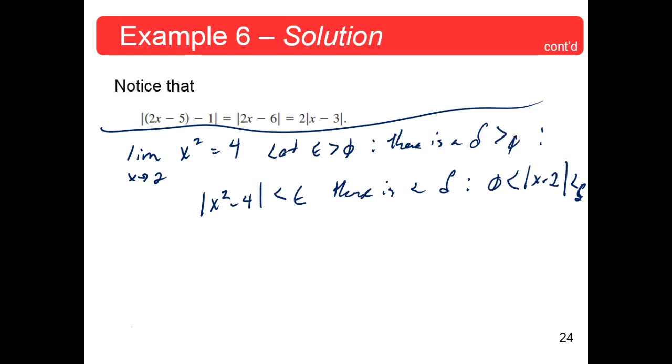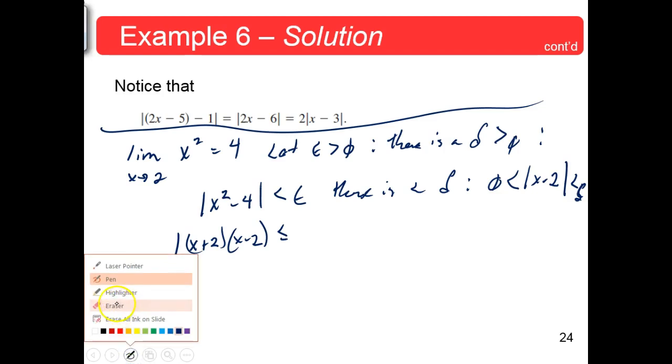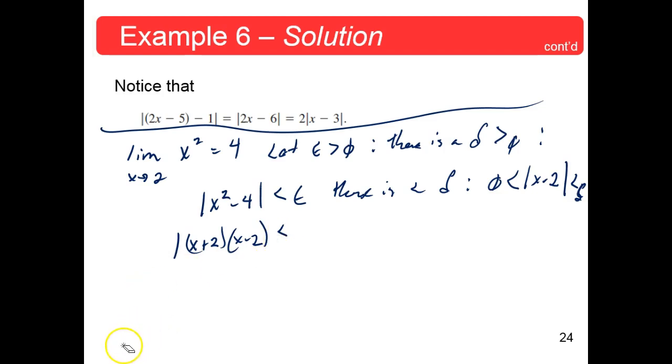Here we hit a problem. What do you reckon we're going to do? What would be a good first step here? Factor. All right, he's got it. That would be x plus 2 times x minus 2, which is less than, I always want to put equals there, it doesn't need an equal, less than epsilon. That's what we're given.